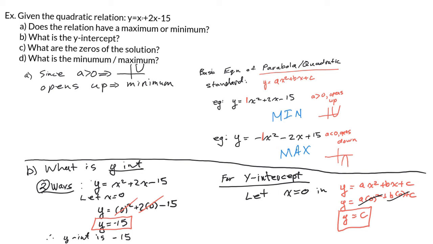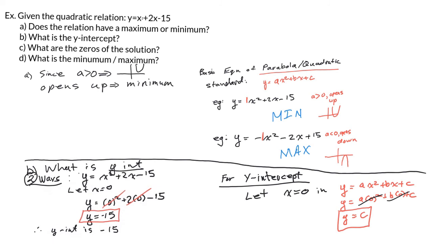Okay, now if you wanted to, you could say this, or you could give the point, 0, negative 15. And there we have it. That's one way to do it.